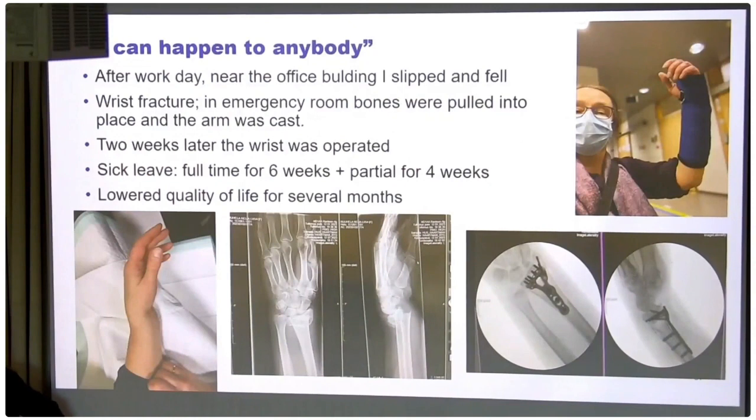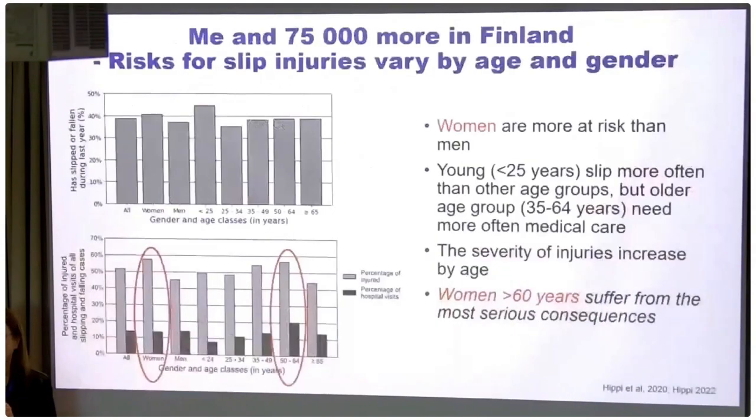Long sick leaves: 6 weeks full-time sick leave plus 4 weeks part-time, 50%. So if you think about the expenses for FMI, I'm not quite the cheapest person in the institute. And what I didn't realize, as a slipping injury expert, is how much quality of life is lowered because of such an incident. I couldn't have my hobbies, and I gained some weight, and I don't know how long it will take before I get back to normal. So now I know that this problem is much more difficult than I expected based on the numbers and an understanding of the phenomena. And I'm not the only one: about 75,000 in Finland annually.